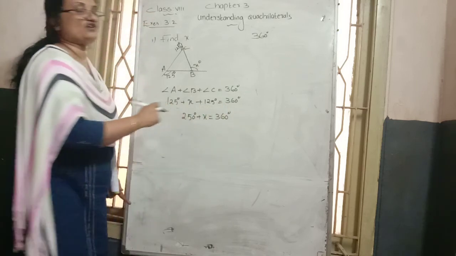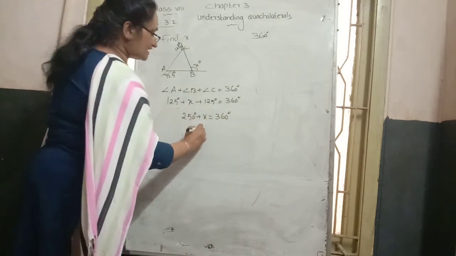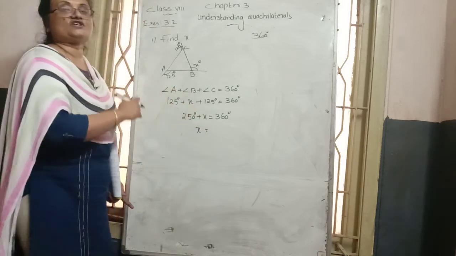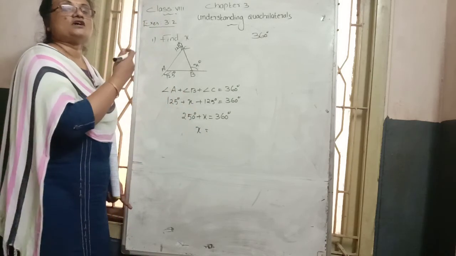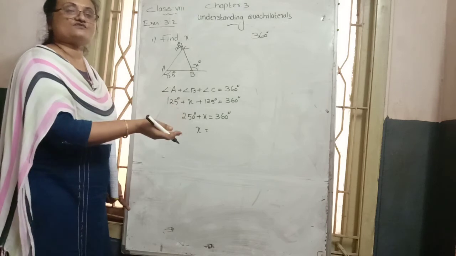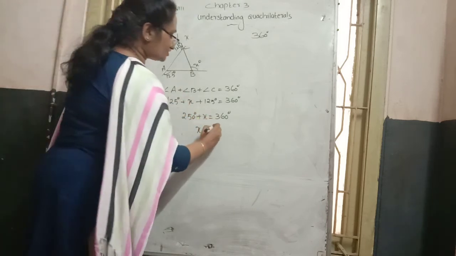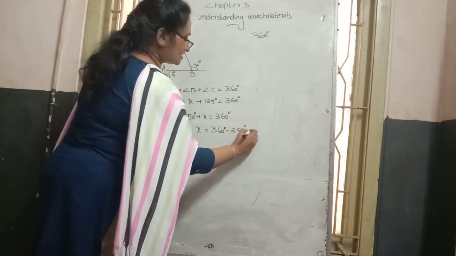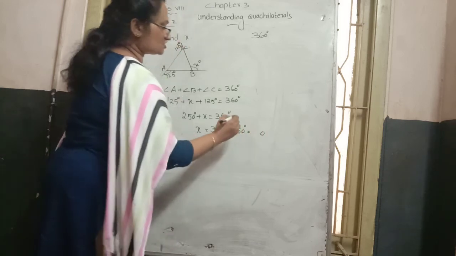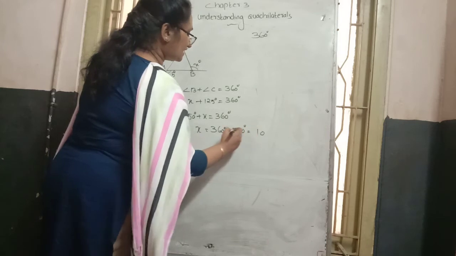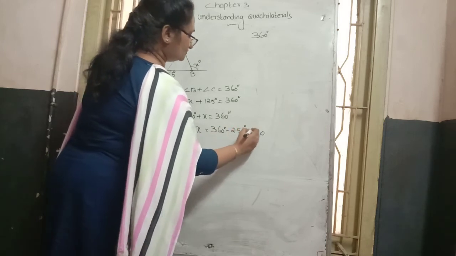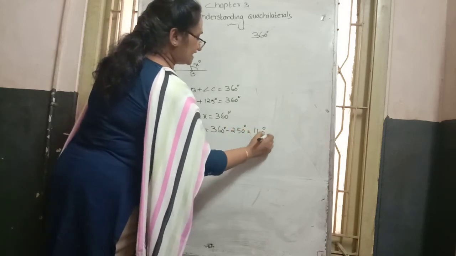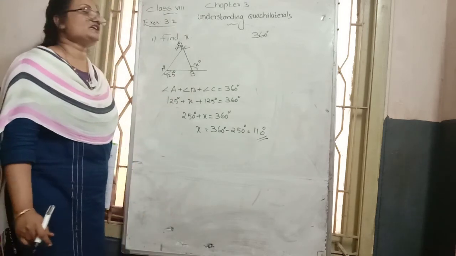Our aim is to find the x value. How to find the x value? Send 250 degrees to the right side. On transposing, plus becomes minus. So 360 minus 250. Doing the subtraction, it will become 110 degrees. That is the x value.